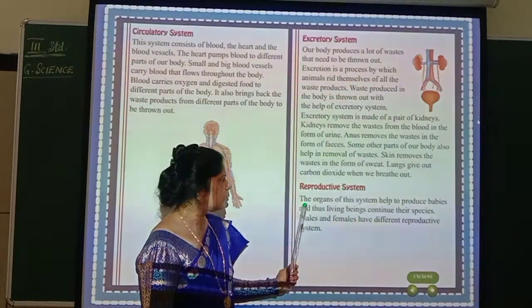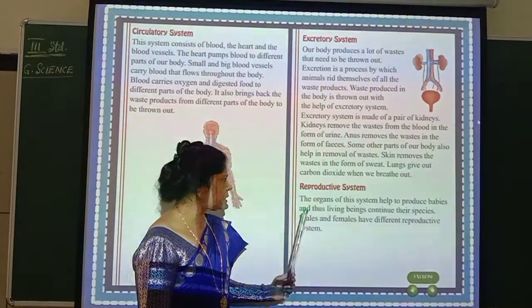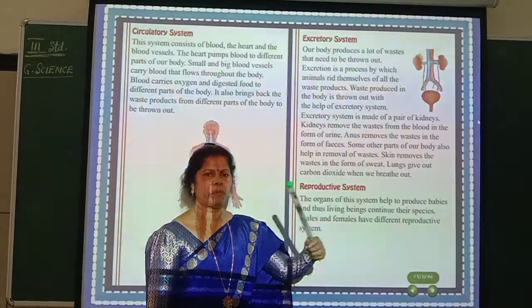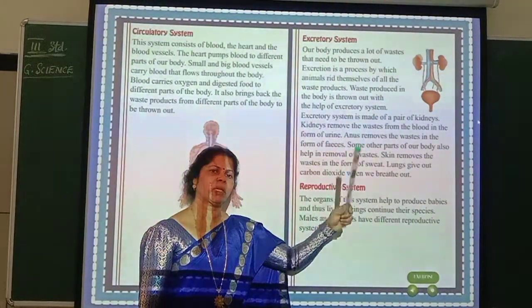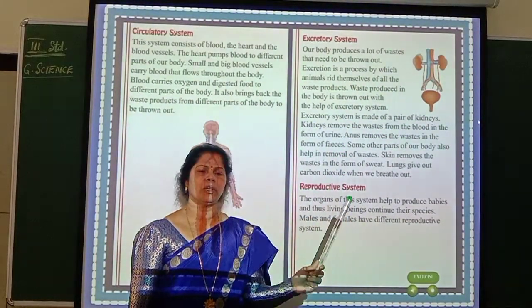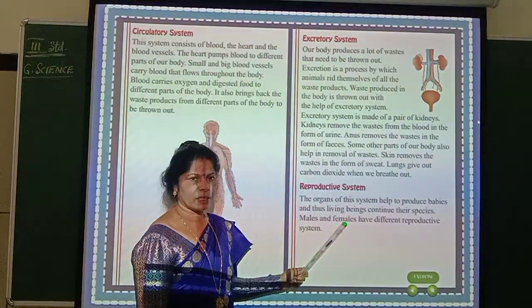So you can see here, the organs of this system help to produce babies and thus living beings continue their species. If human beings, if they reproduce only, the human population will go on. Otherwise, finally what happens? You cannot see human beings at all. You have to see in pictures. Understood? So like that it comes.